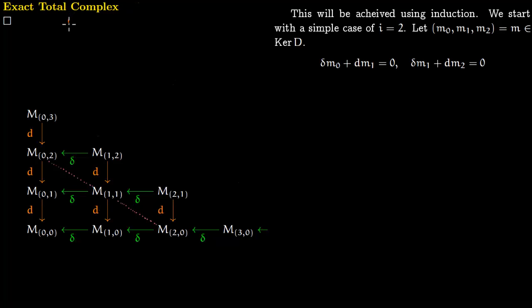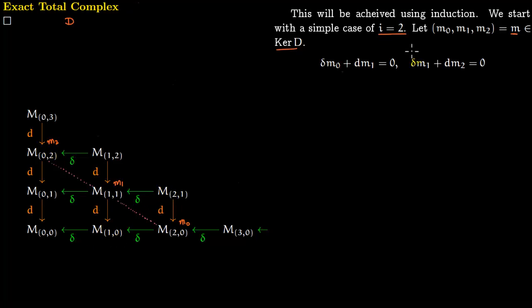Let the differential of the total complex be d. You start with the simple case of i equals 2. This entire diagonal is where we start, and you pick up an element m in this entire diagonal which lies in the kernel of our differential. You have three elements in m: m0, m1 and m2. m0 lives right here, m1 is here, and m2 is here.